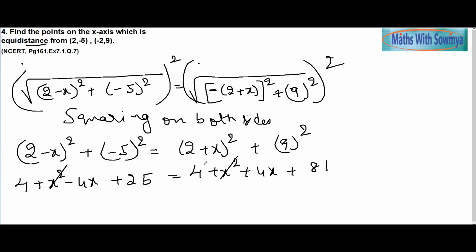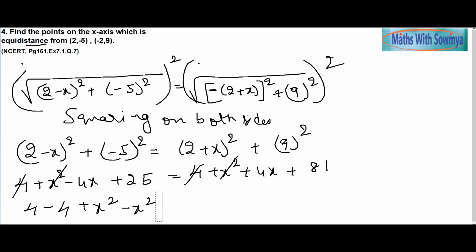4 taken on the other side. This will also get cancelled. Suppose you are getting confused how I cancel, see this is 4. If this 4 is taken here, it will become minus 4 plus x square. If this x square is taken here, it will become minus x square. So this will get cancelled.